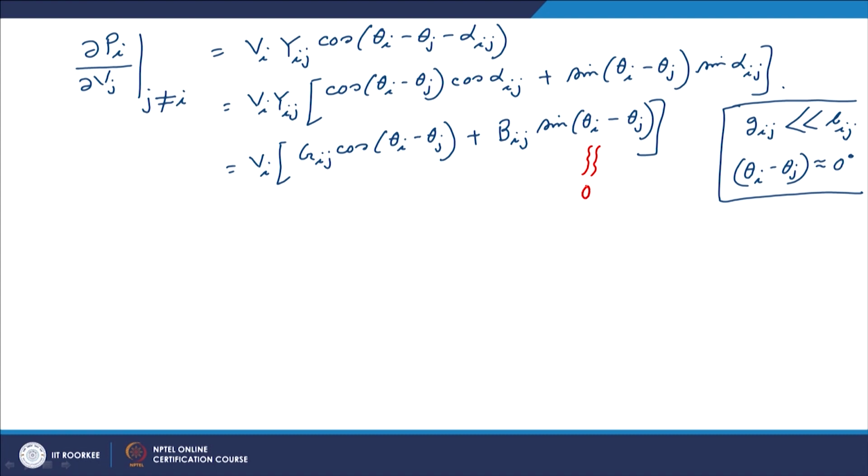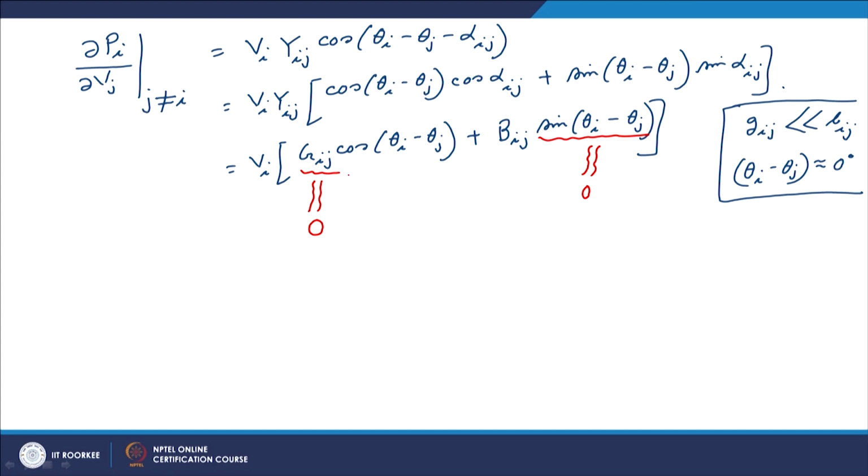So, this is 0, this part, and because g_ij is much less than b_ij, we can say that this part g_ij is also approximately equal to 0. But remember, because theta_i minus theta_j is approximately equal to 0, cos(theta_i minus theta_j) would be approximately equal to 1. But because g_ij is very small, we can neglect it as compared to b_ij. So, therefore, for all practical purposes we take g_ij to be equal to 0.